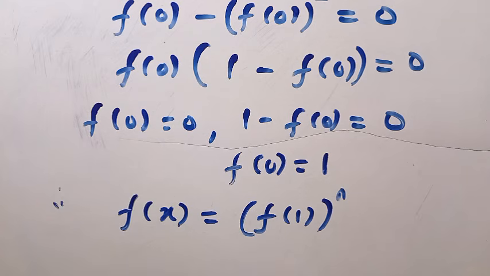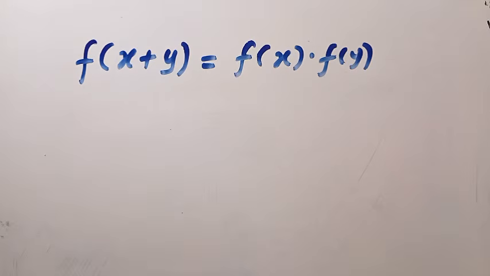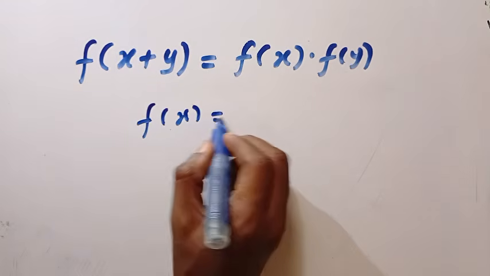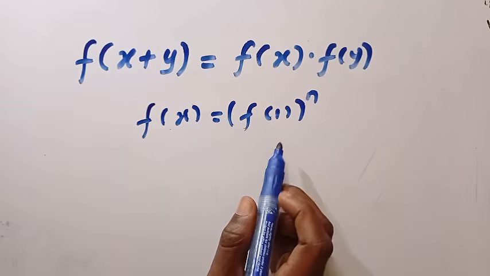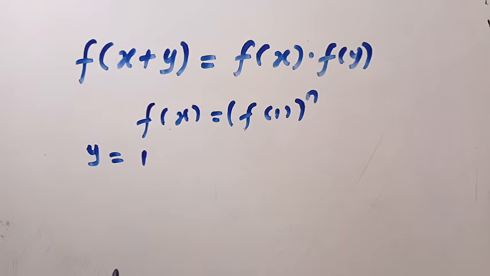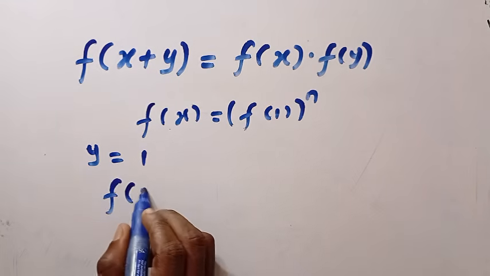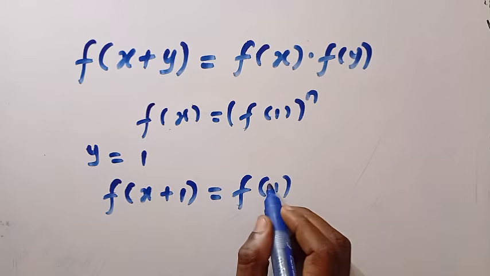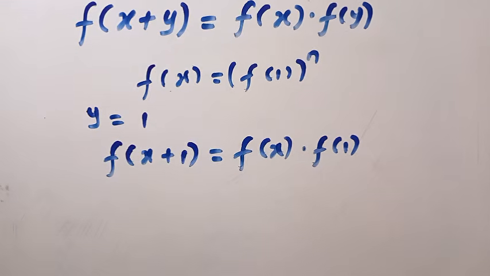And how can we achieve this? If I recall from the original equation, since our aim is to show that f of x equals, let me just say, f of 1 raised to the power of n, we want to show that this equals this, being the exponential. To achieve that, suppose I let y equals 1 in the original equation, and here is the reason why. We are going to have f of x plus 1 equals f of x multiplied by f of 1. This is what we have.